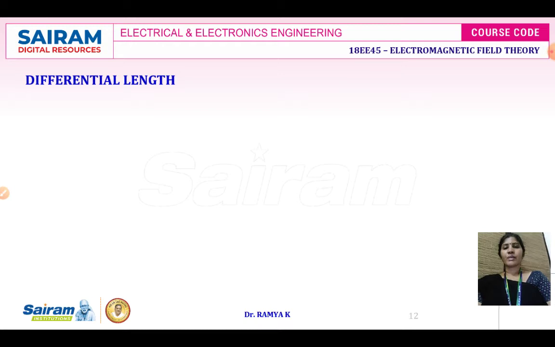We can solve it by means of the spherical coordinate system or cylindrical coordinate system. Therefore, the differential elemental length in the Cartesian coordinate system is dl = dx ax + dy ay + dz az. Here ax, ay and az are the unit vectors in the respective directions of x, y, z. So this is the representation of the differential elemental length in the Cartesian or rectangular coordinate system.